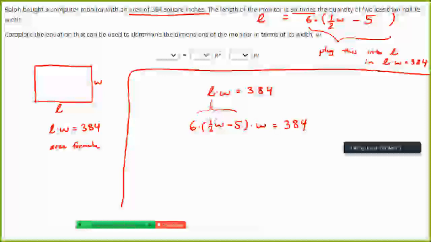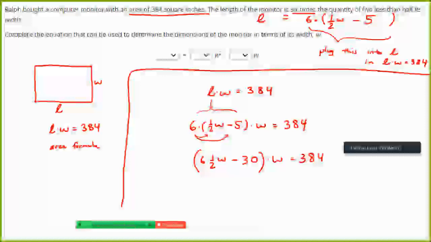We've got 6 times the parentheses, there's a W in there, times another W. So if we multiply all this stuff together on the left side, we'll have W squared, and that means we'll have a quadratic. So what does that look like? We're going to distribute the 6 into the parentheses. So let's do that. 6 times 1/2 W minus 6 times 5, that's 30. And right now, I haven't multiplied in the outside W yet, right? So I'm going to make this a parentheses and bundle it together to show that I still have to multiply that second W.